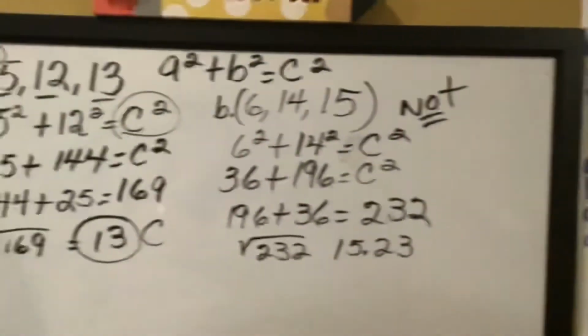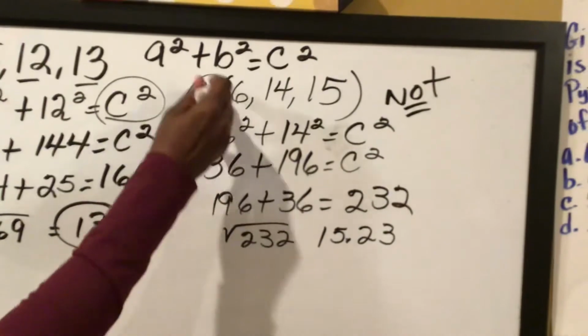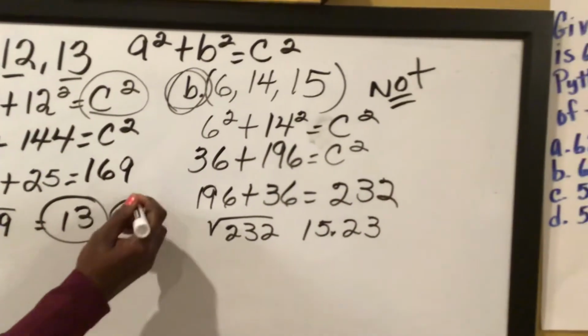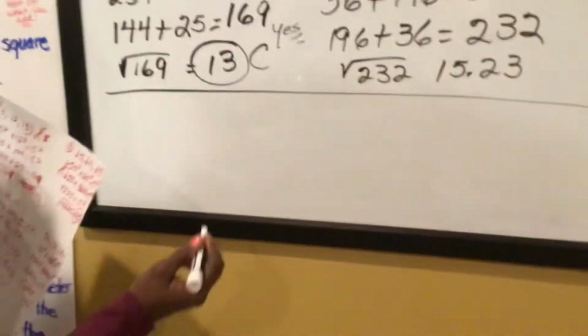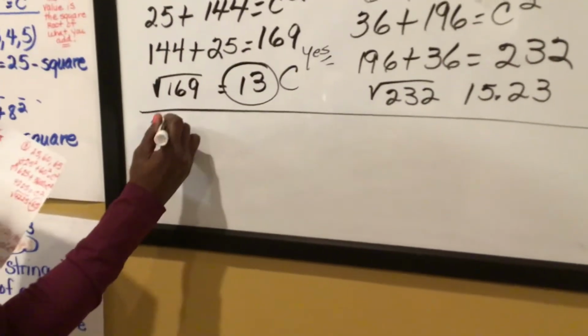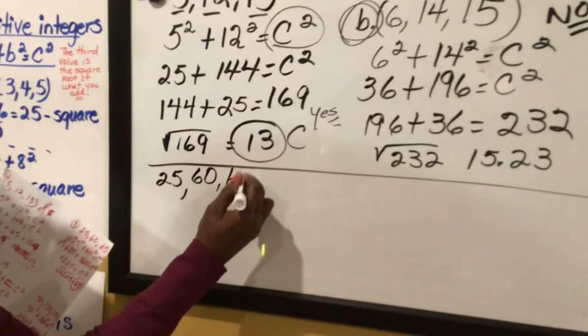Weren't we looking for not? Yes, we were looking for not. So far, I'm going to go with this as my answer because this is yes. So let's do 2 more. And I'm going to try to go quickly here. C is 25, 60, 65.